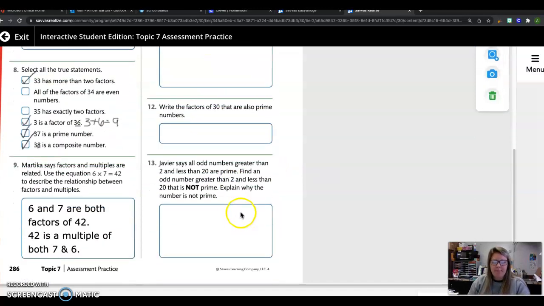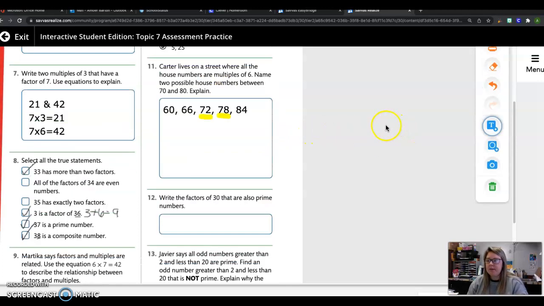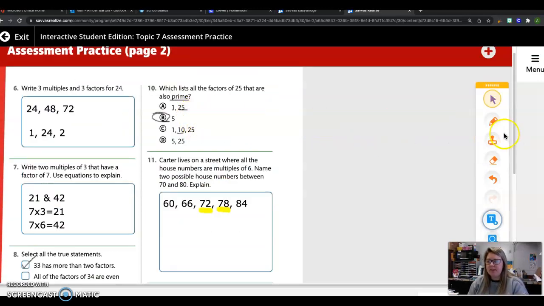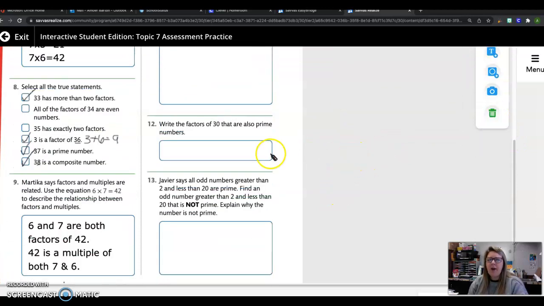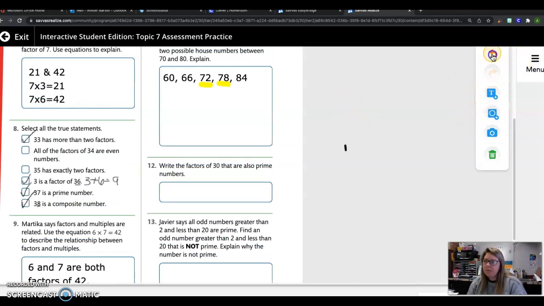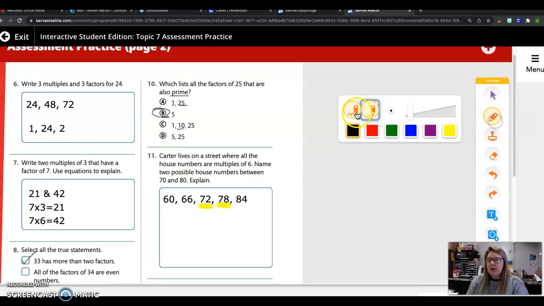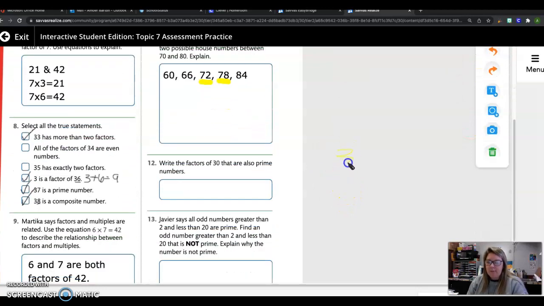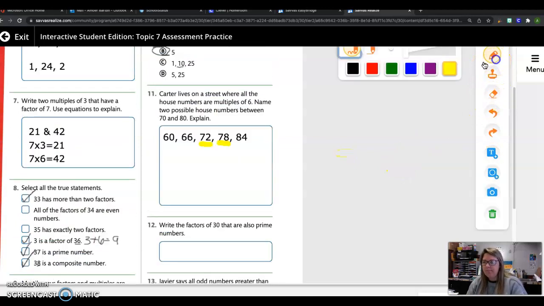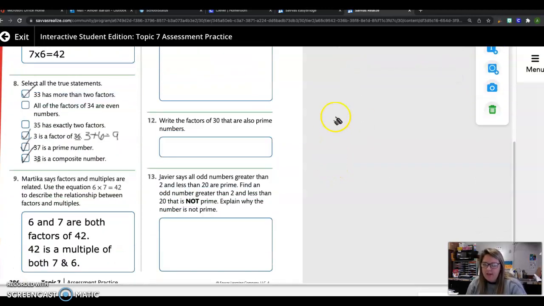So number 12. Write the factors of 30 that are also prime numbers. Again, this goes back to number 10, but we are going to start out by simply writing the factors of 30.